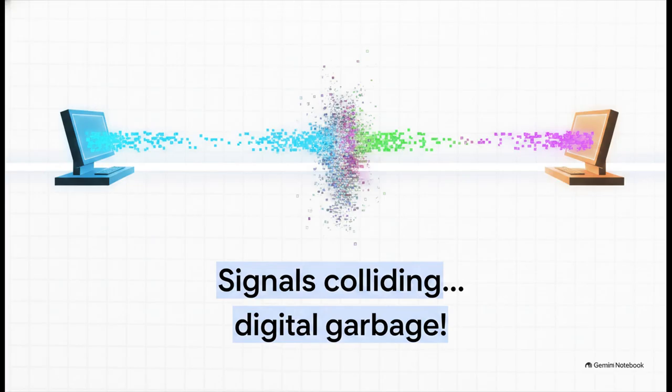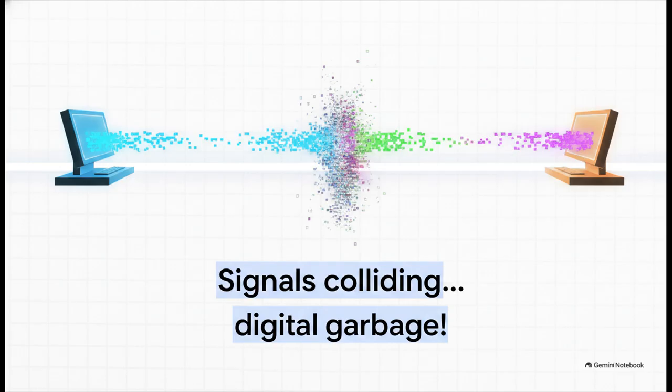Well, to understand the solution, we first have to understand the core problem, the single cable problem. In networking, a cable, or even a wireless channel, is just called a medium. Now, if your computer and your neighbor's computer both try to send electrical signals down that exact same medium at the exact same millisecond, those signals will literally crash into each other. The voltages mix together, the data totally corrupts, and the result? Total digital garbage. It's kind of like two people shouting into the same walkie-talkie at the exact same time. Nobody hears anything but static and noise.